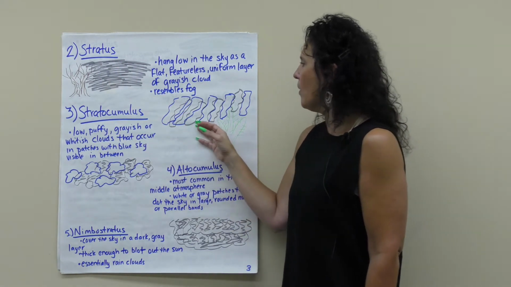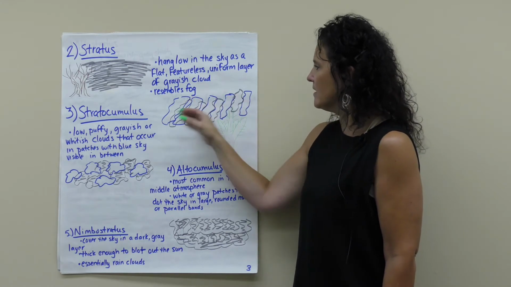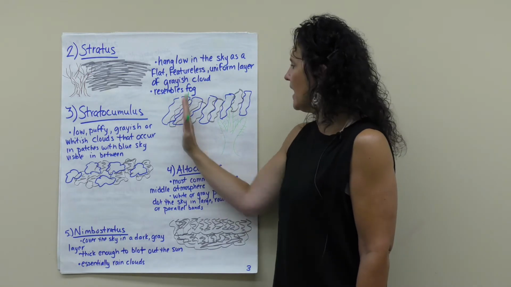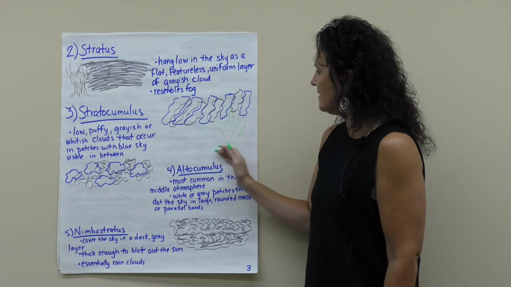Stratocumulus clouds are low, and they're puffy, gray or white. So I sort of drew some here. And they're patchy within the sky, right? We can see light come in between. I drew this cacti here.